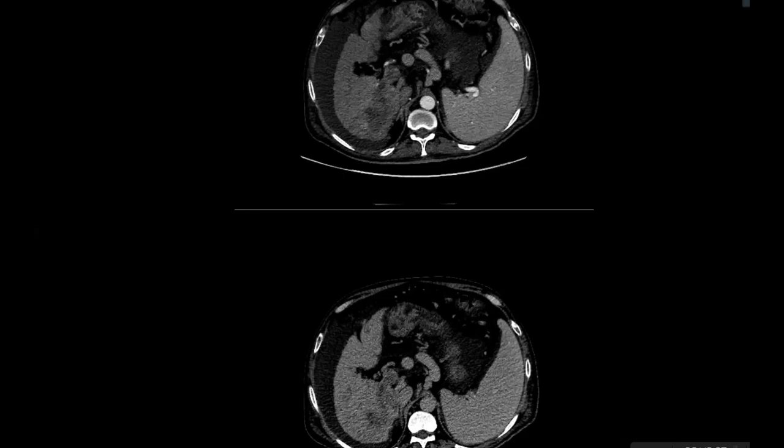And also you should comment about the function of the liver. If you see ascites, that means this is a decompensated liver. Splenomegaly also indicates portal hypertension. Okay, so what is your next step? So next, I will send the patient to the hepatologist.